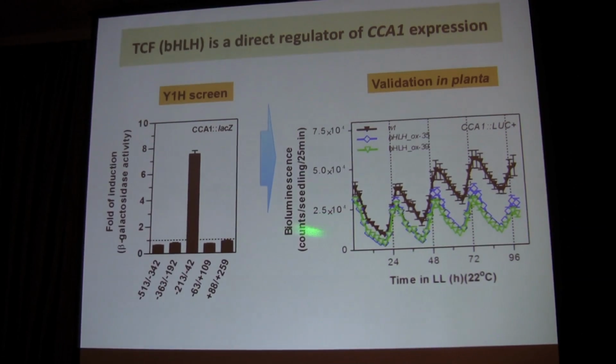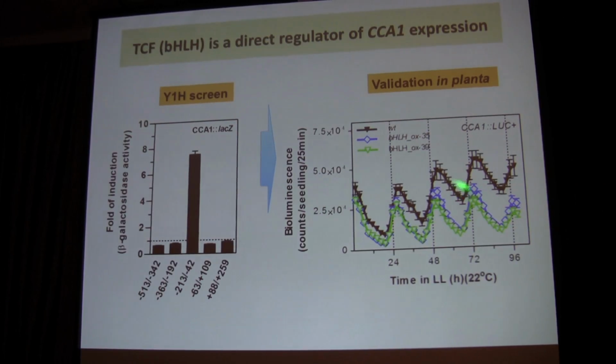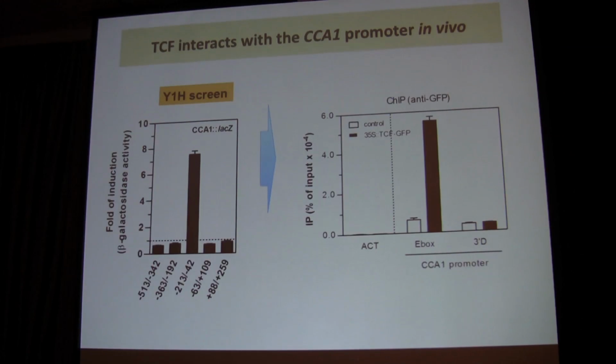And when we did the validation in planta, when we overexpress it, what we see is that there is a reduction, and again, a slight change in phase in the oscillations of CCA1 expression, indicating that very likely this transcription factor is biologically relevant for the function of the circadian clock. By chromatin immunoprecipitation, we confirmed that this transcription factor binds to the CCA1 promoter in vivo. And most importantly, what we found is that the expression of this bHLH transcription factor, that we call TCF, is induced by warm temperatures.